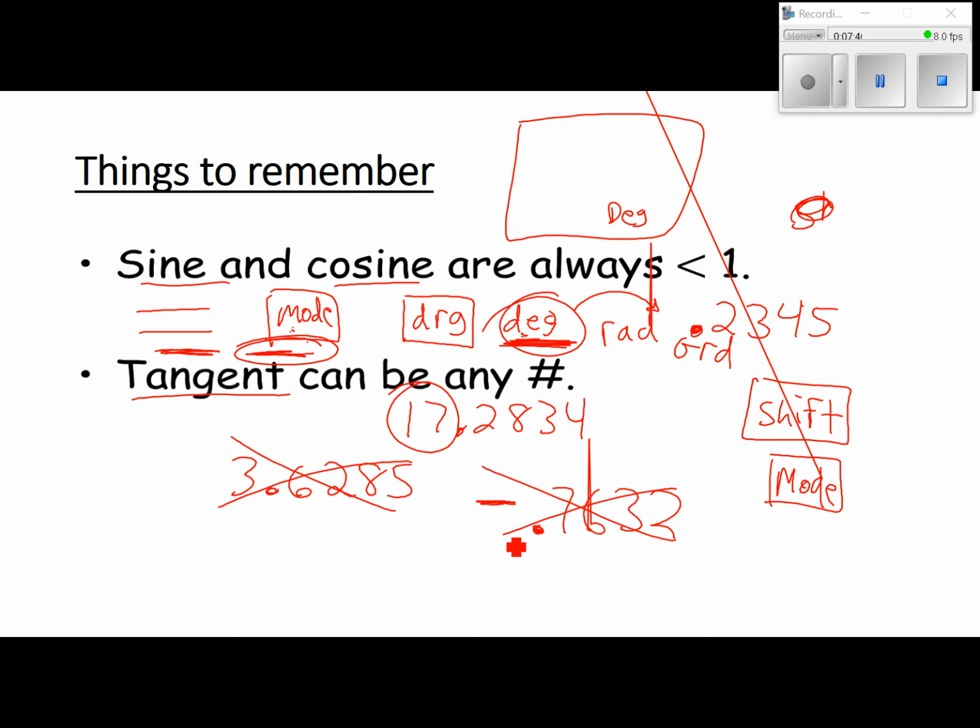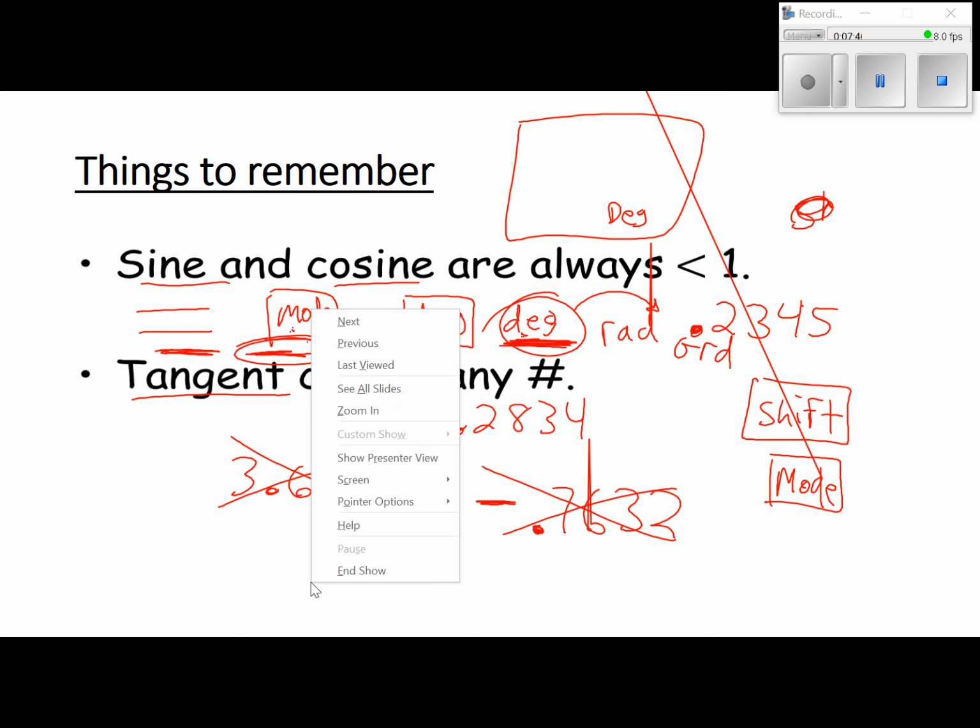If it's not in degrees, none of the rest of this chapter are you going to be able to do correctly. So make sure your calculator is right. If it's not, call me. If you're not sure, call me or email me, and my number's right there at the top of Moodle. Call and I'll help you fix it.